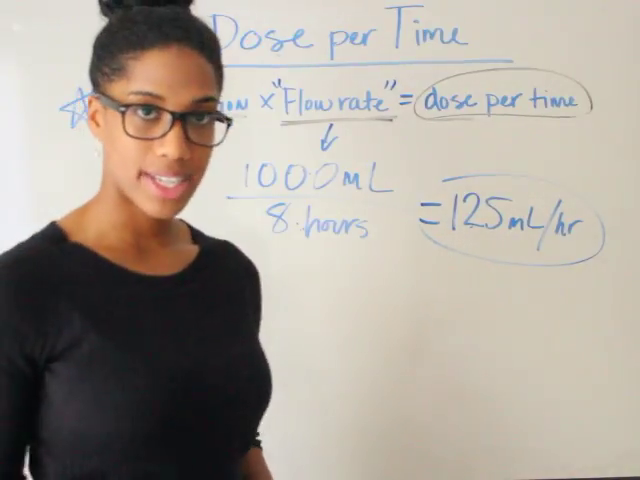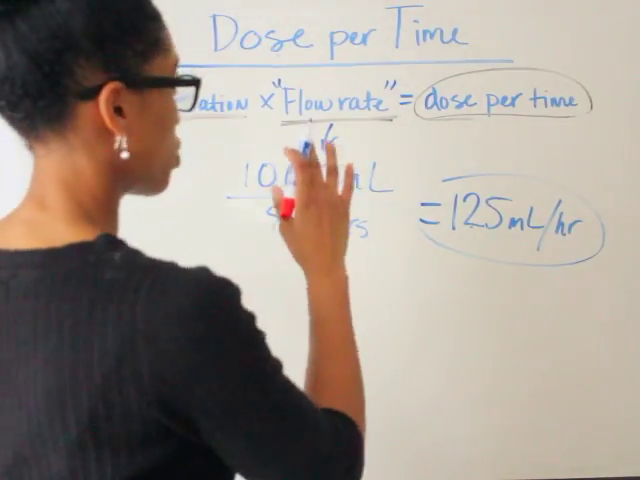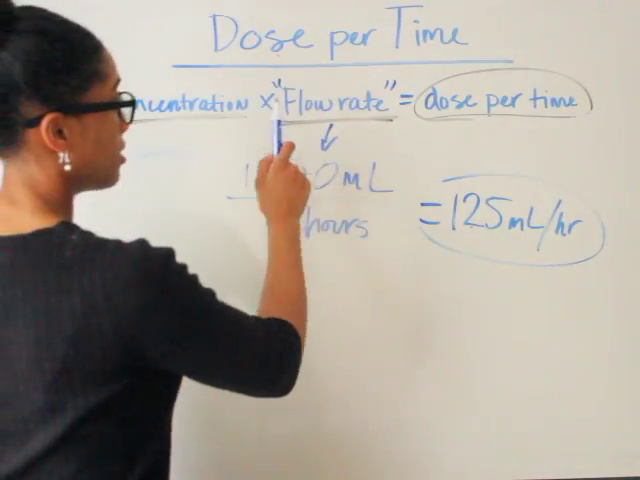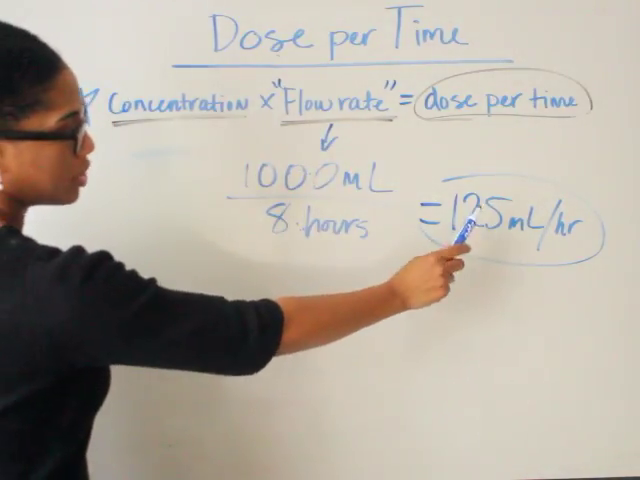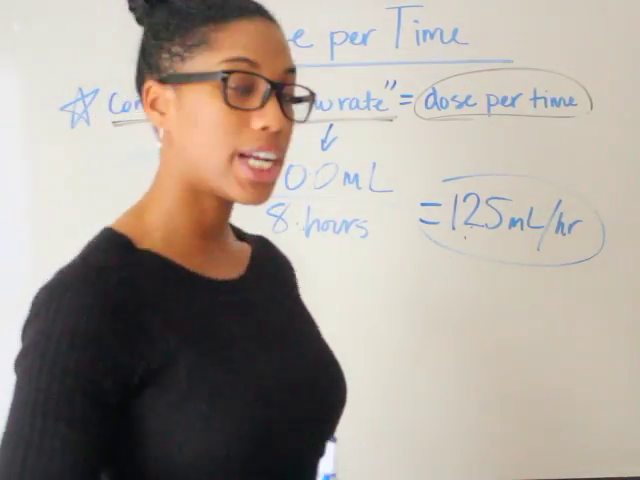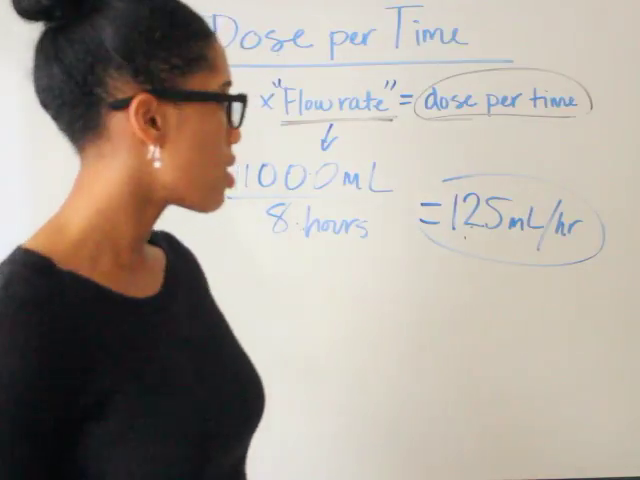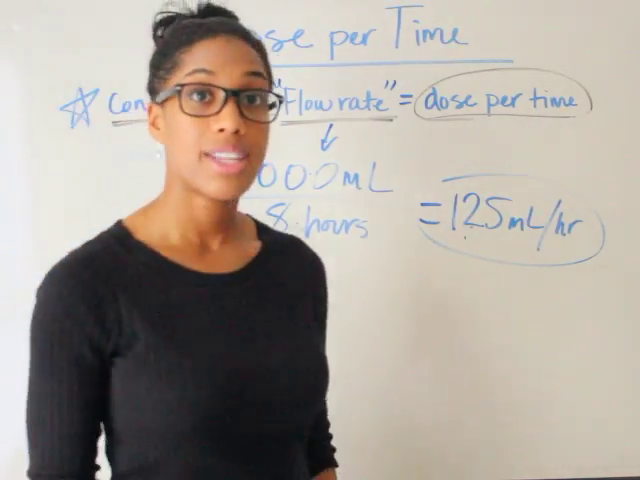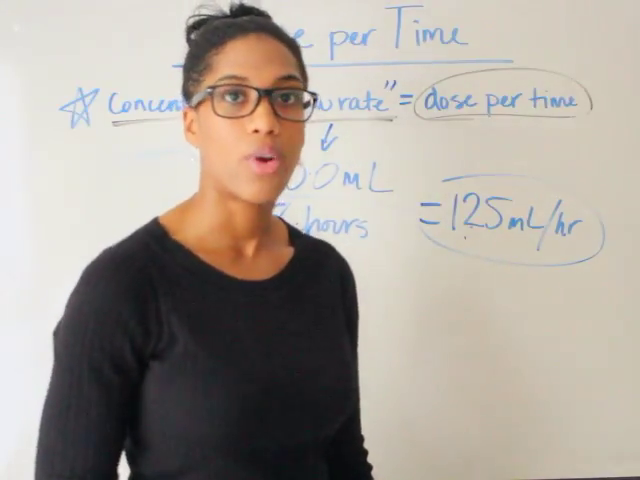So to get the dose per time, we will multiply what we got here for the concentration times the flow rate, which is that number. If you want more details on understanding concentrations, why certain things, maybe how to cross multiply, then check out the previous videos in the playlist and you'll get more in-depth on that.